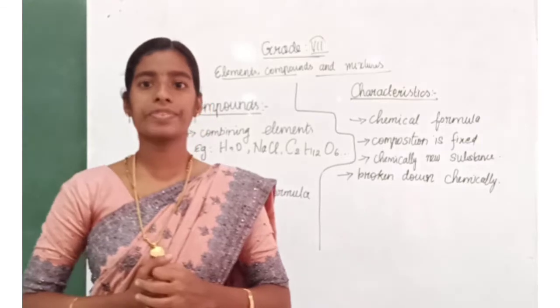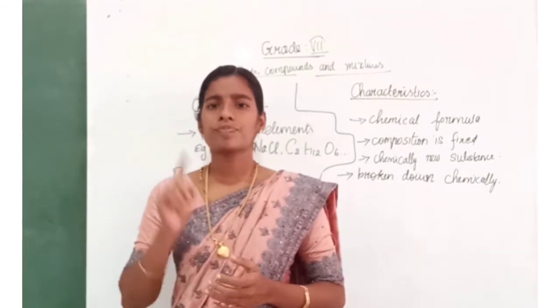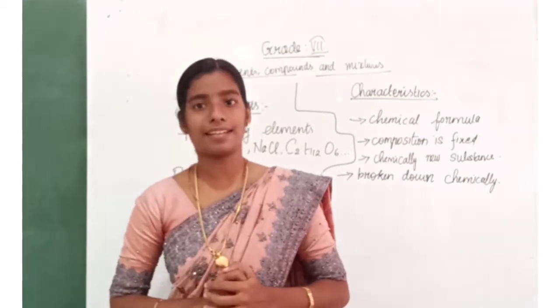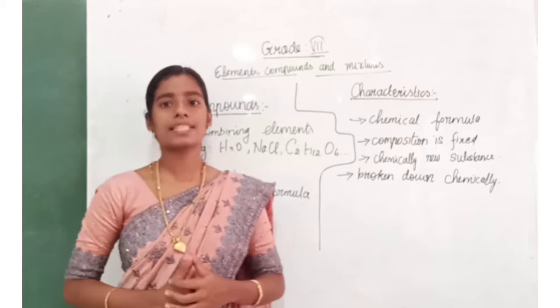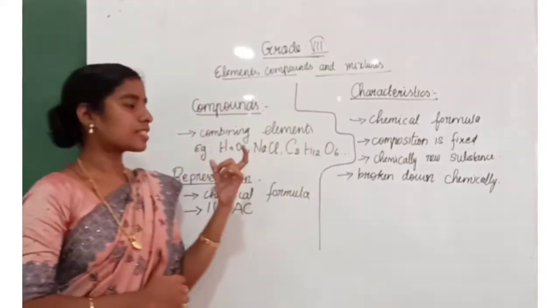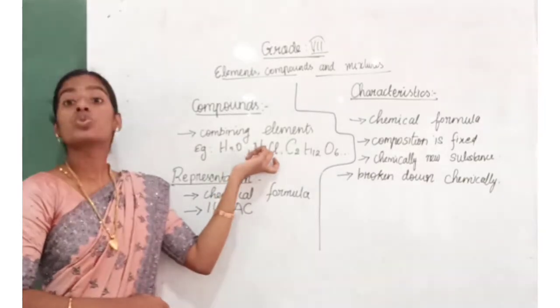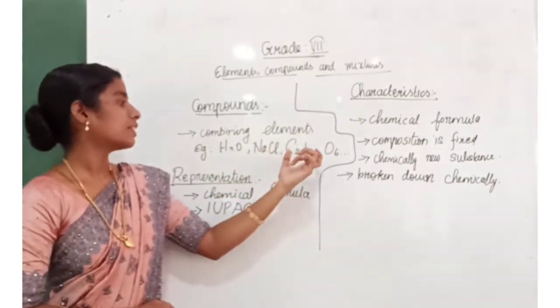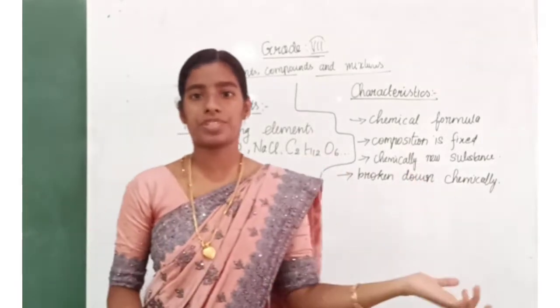This H2O, NaCl and C2H12O6 have some names. Elements have some names, right? H is hydrogen, that is its name. Like that, compounds also have names. This can be called water. This is sodium chloride. This is D-glucose. These are the chemical names.